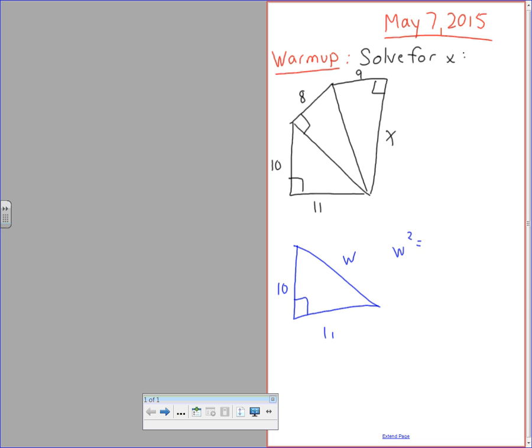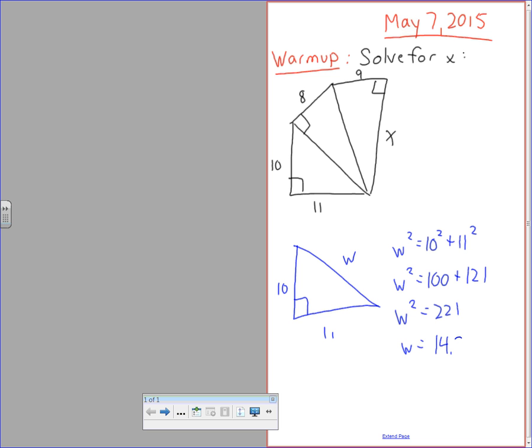Okay, so W squared equals 10 squared plus 11 squared. That's W squared equals 100 plus 121. W squared equals 221. W equals, you can answer that? No, if you can answer that? You don't get it?